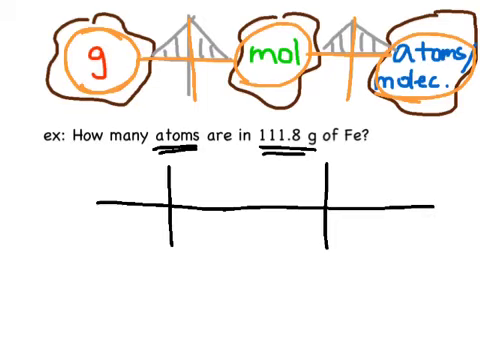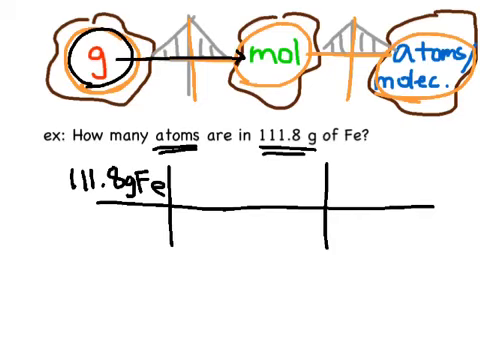2. Okay, so this is how it works. Again, we start with what we're given, 111.8 grams of iron. Right? So here's our starting point. To get over to atoms, we have to go to moles first. So that means our moles of iron go right here, because we're going to cross this first bridge, go from grams to moles. Remember, when we cross that bridge, we have to get rid of our units. So we're going to put our grams of Fe on the bottom so that they will cancel.